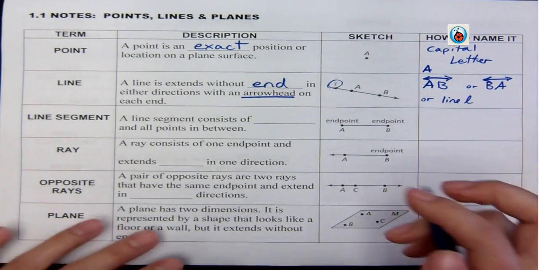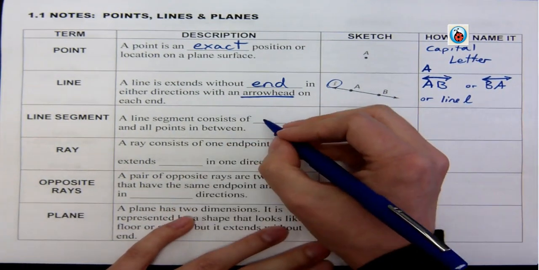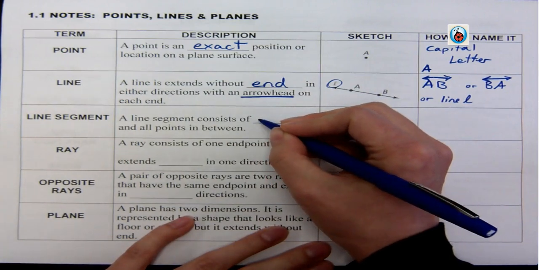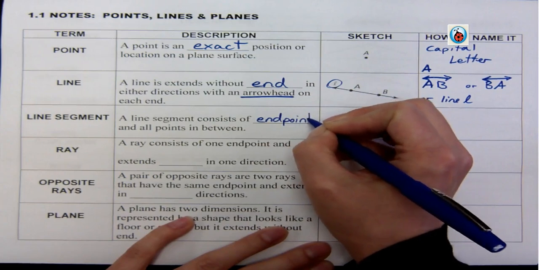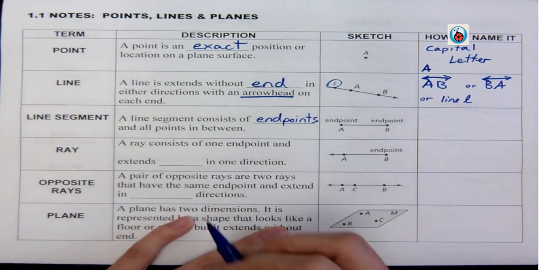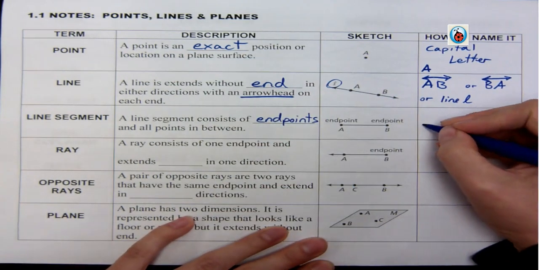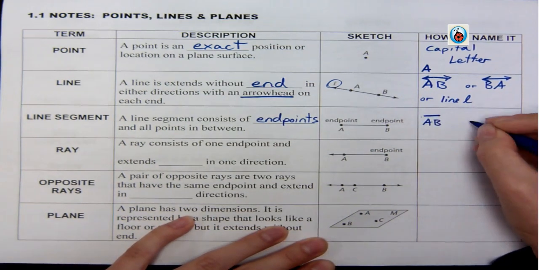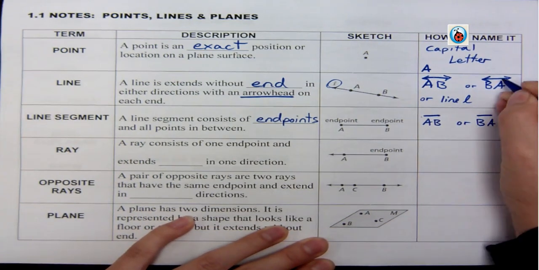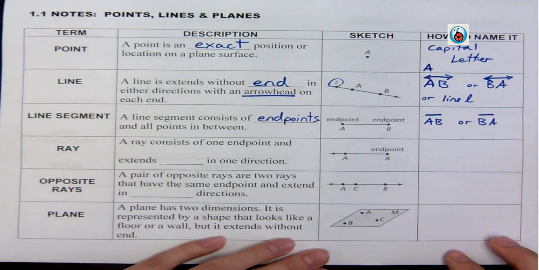Alright, a segment is a part of a line, so it consists of endpoints and all the points in between. And it is labeled with the 2 points and just a straight line, no arrows. Okay, so the symbols are very important in geometry.